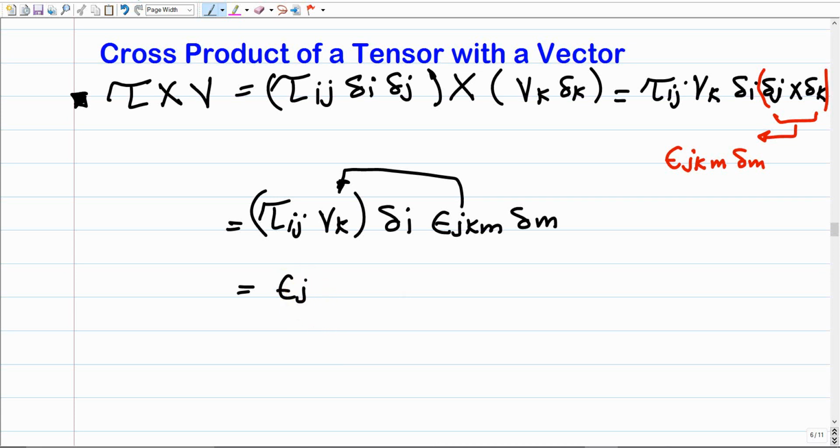Let us start with the epsilon, like epsilon_jkm tau_ij v_k. As we agreed before, it doesn't matter which one comes first. The order of these terms doesn't matter. Anyway, they're going to multiply together and we're going to end up with a tensor, delta_i delta_m. So these two unit vectors indicate a second order tensor, which means that the cross product of a tensor with a vector gives a second order tensor at the end.